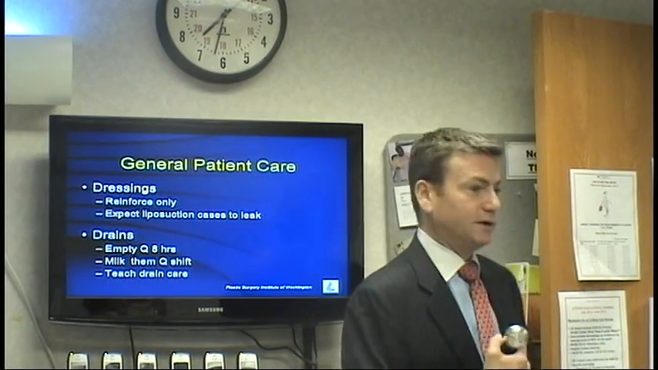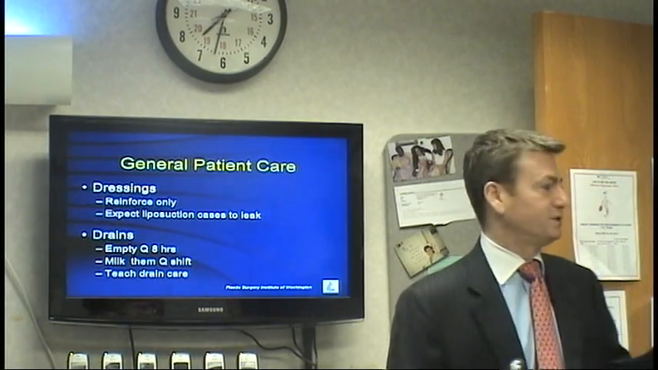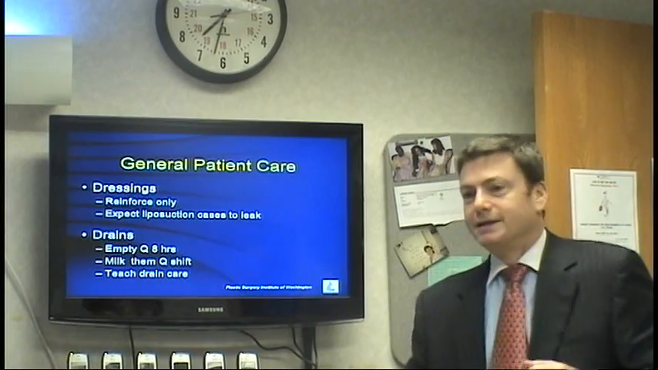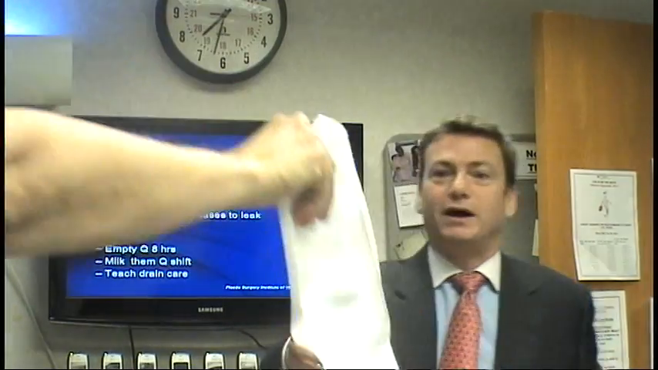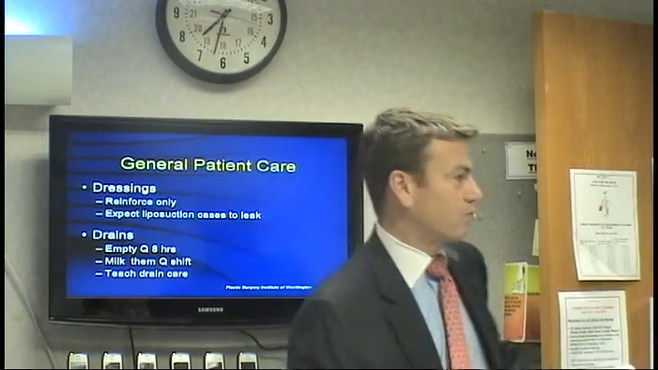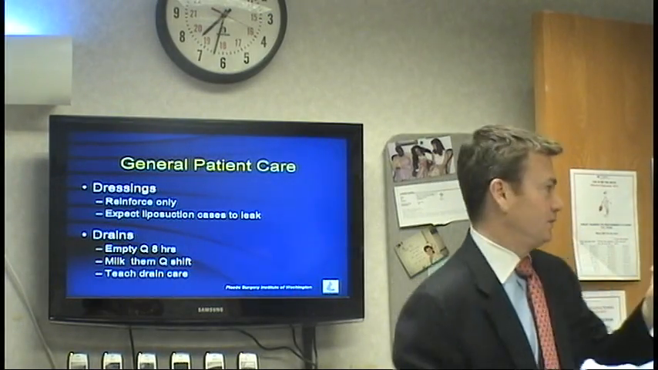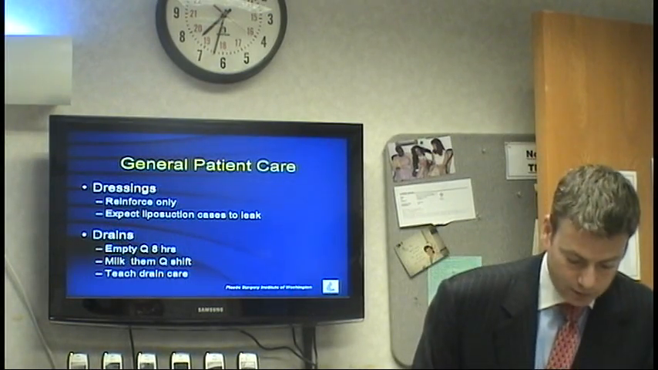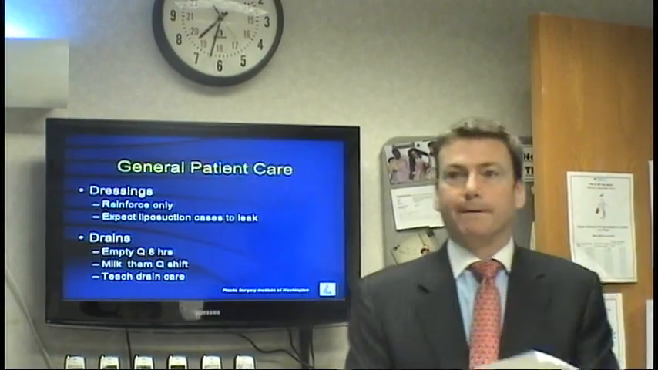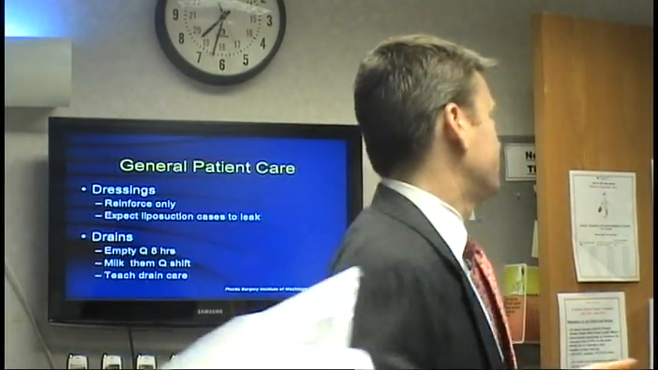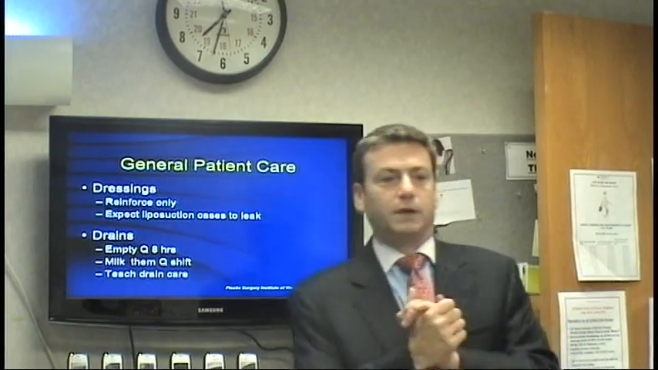Milking the drains. Did somebody bring a drain? I asked somebody to bring one today. Great. This is the #1 reason why a drain will leak around the exit site and not into the bulb. This is just the bulb. I need the drain. If somebody can get a drain. I think somebody go over to the OR, please.